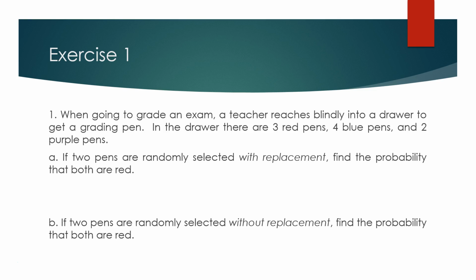So for part A, we replaced the initial pen, so the environment has not changed. So we have 3 pens that are red out of 4, 5, 6, 7, 8, 9 total. And then we put it back, right? We haven't changed anything. And let's assume we put it back and it randomly shakes up as we drop the pen back in. So then we have the same situation where there's 3 red pens out of 9 total. So be careful when you multiply this. This is 9 out of 81.